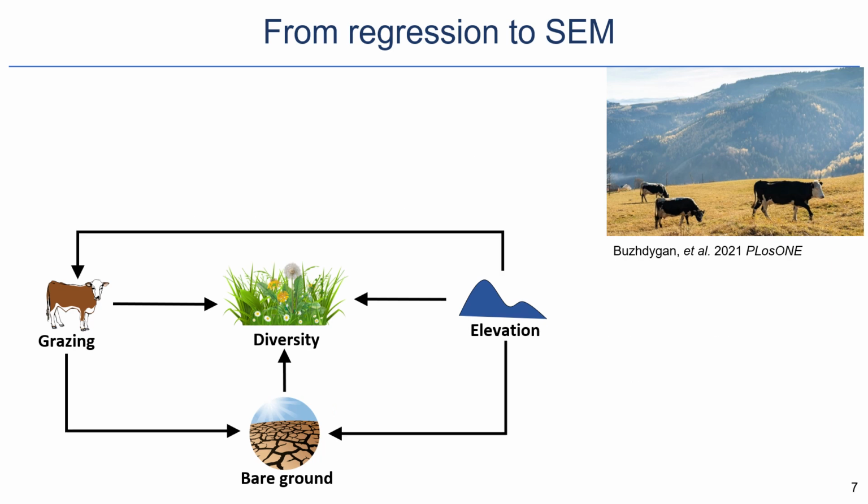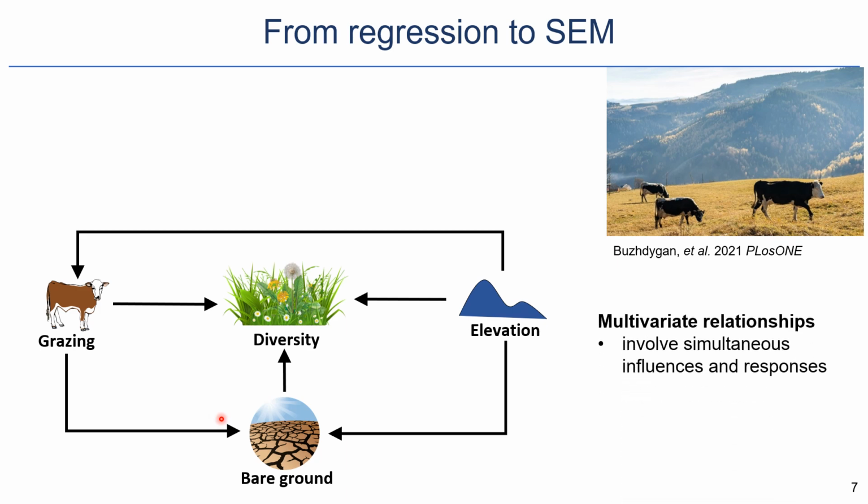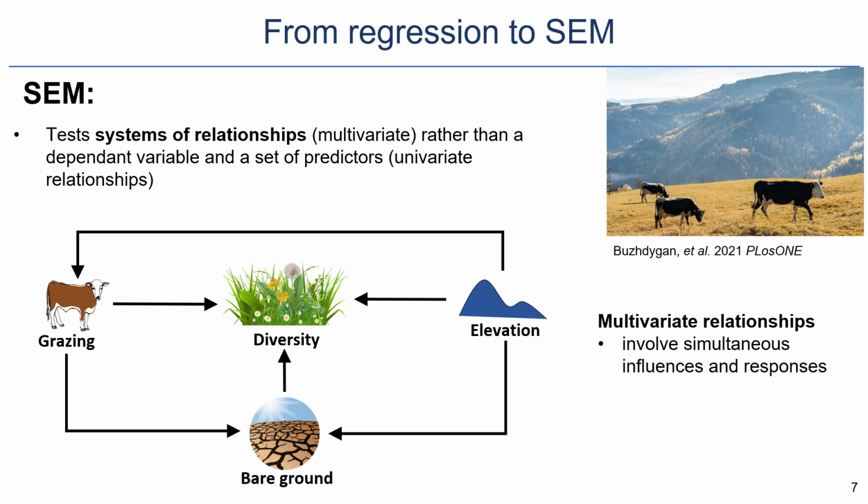But in our study, we were not interested in the univariate relationship, but rather in the network of relationships among variables. Here you can see that plant diversity is affected by different predictors, where some of these predictors, like bare soil, for instance, are also affected by other predictors, like grazing. So the question now is, how do we test this network of interactions? Such relationships among variables that involve simultaneous influences and responses are called multivariate relationships. And structural equation modeling allows us to test such systems of relationships in a model.